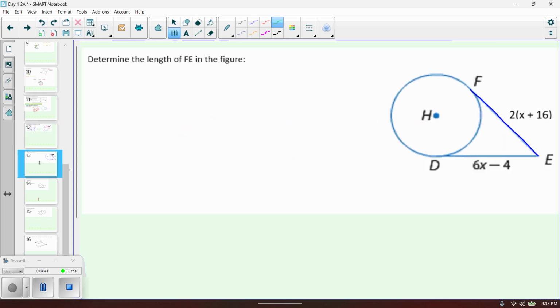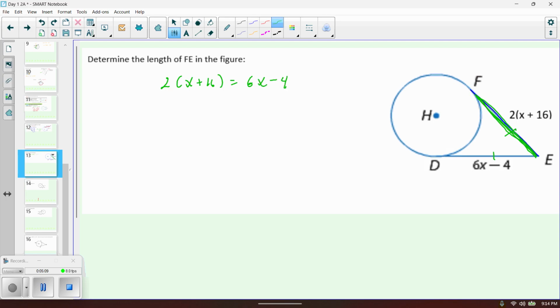Okay, next example. Determine the length of FE. Once again, they want us to find the length of one of these pieces right here. That one. And again, you've got the snow cone looking thing, so it means that these two pieces here are equal because these are tangents of the circle. So it looks like 2 times the quantity x plus 16 has to equal 6x minus 4.